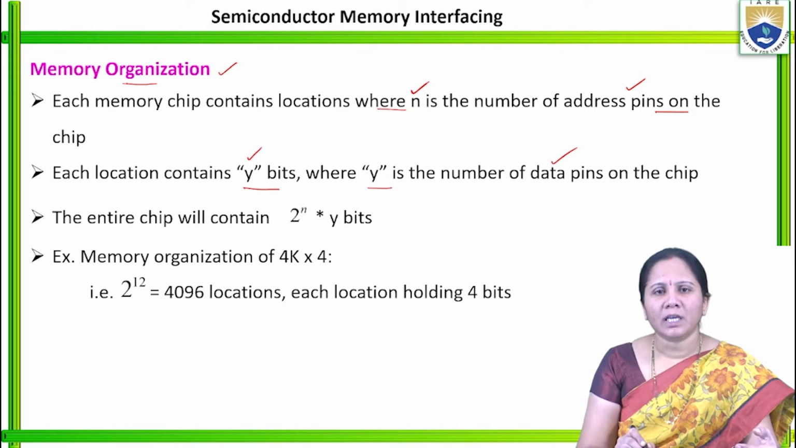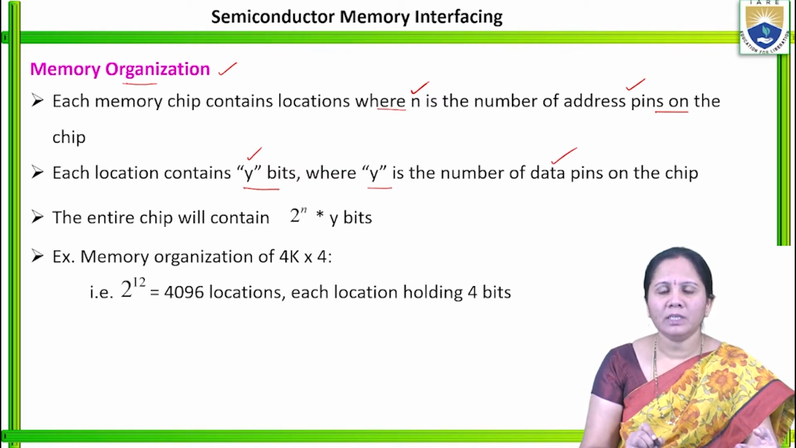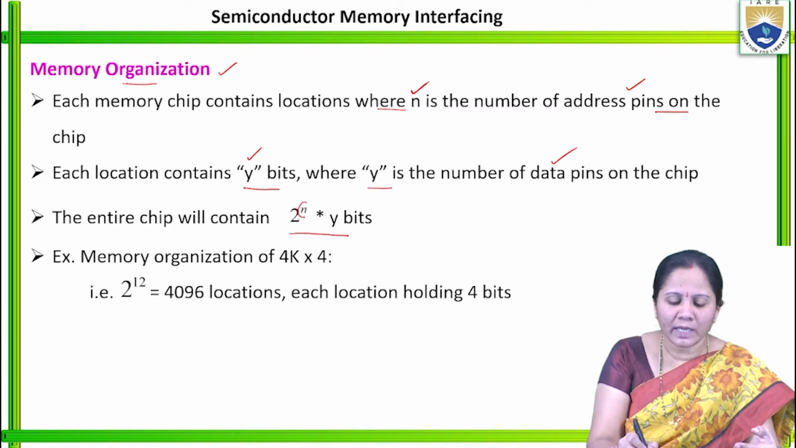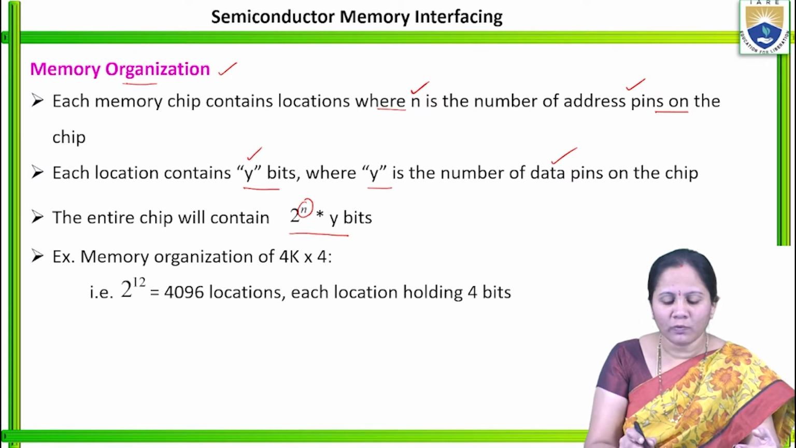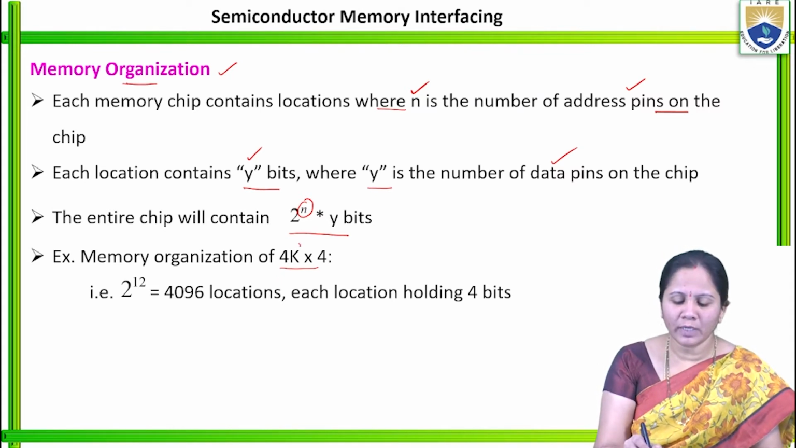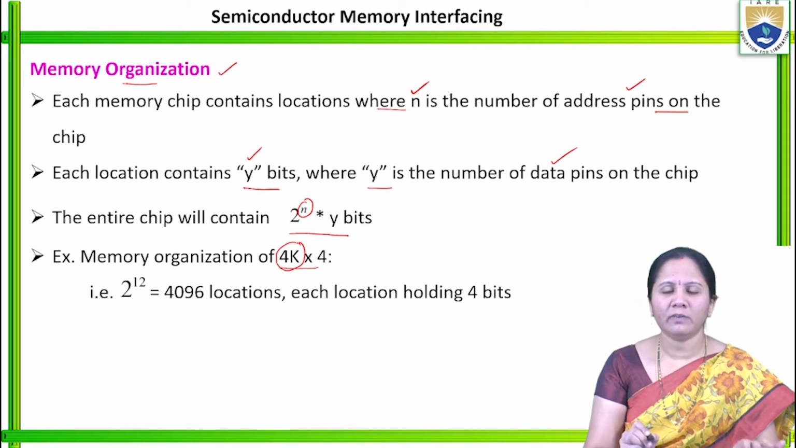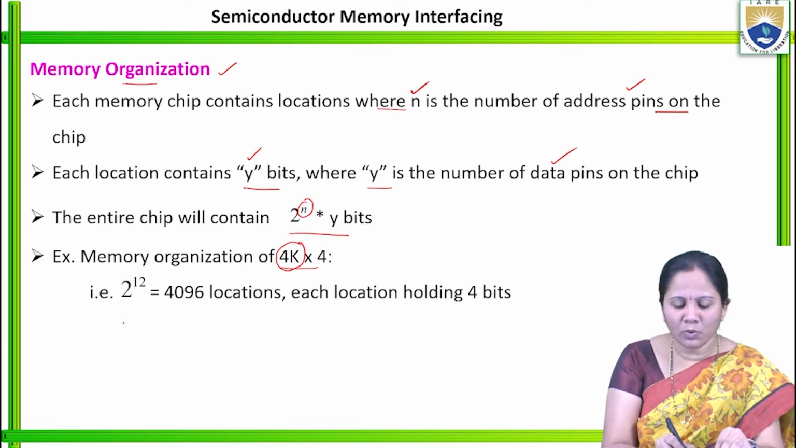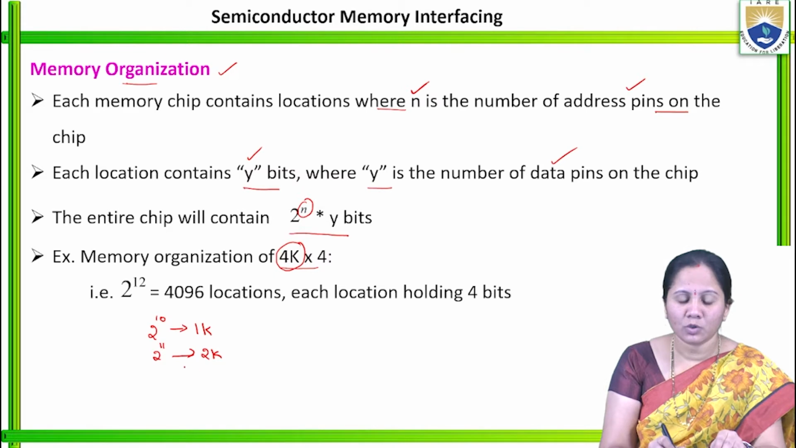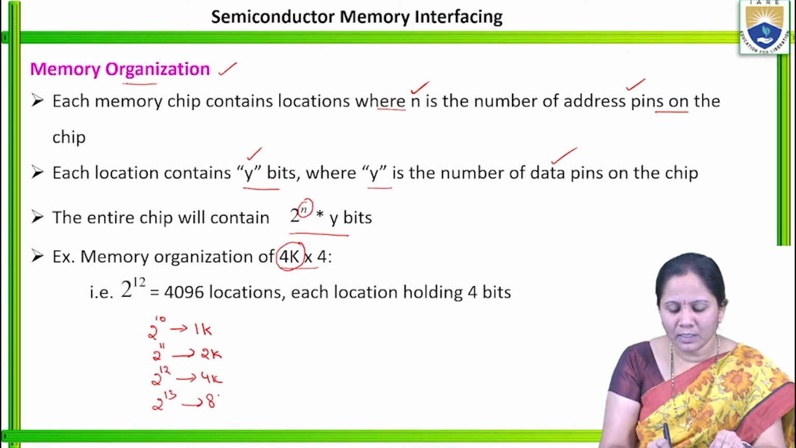Whatever the size of the memory chip is, we have to write that size in terms of 2 power n by y, where n represents the number of address lines. For example, if the memory organization given is 4K by 4, we have to write the 4K value in terms of 2 power n. As we know, 2 power 10 is 1K, 2 power 11 is 2K, 2 power 12 is 4K, and 2 power 13 is 8K.